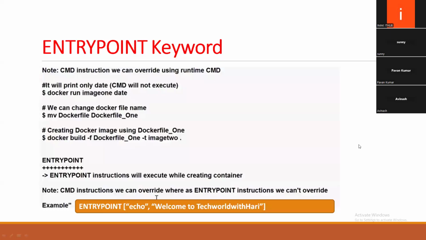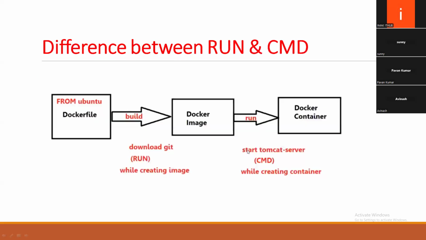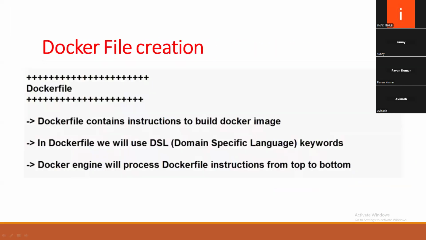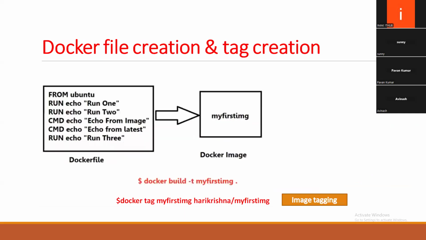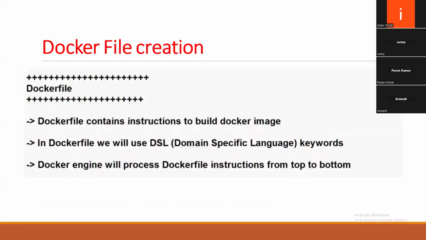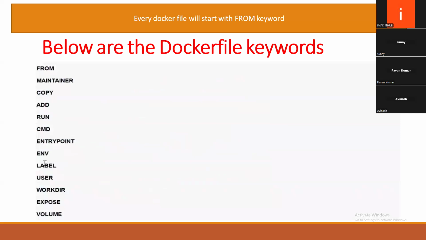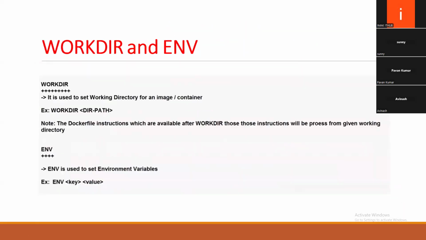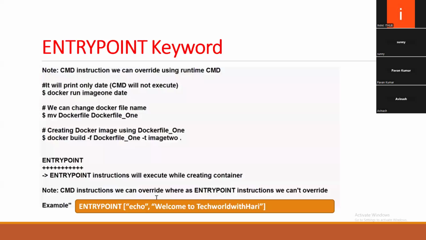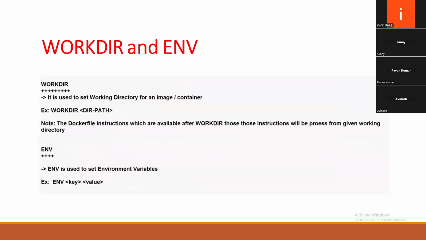Yeah. So in the previous class, we discussed the Dockerfile keywords, right? Every Dockerfile will start with the FROM keyword. We already discussed it, right? INIT, LABEL, USER, WORKDIR, ENV, EXPOSE, VOLUME. So WORKDIR as ENTRYPOINT is completed, right? The WORKDIR and ENV.